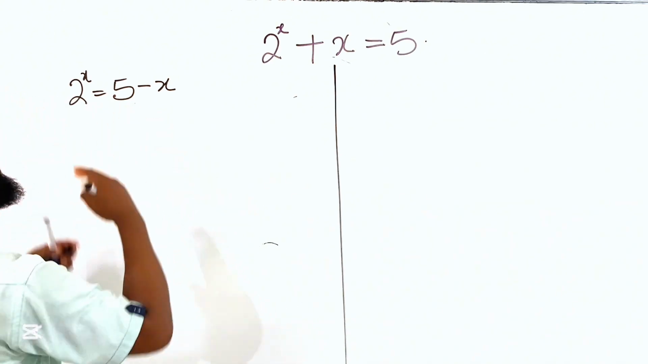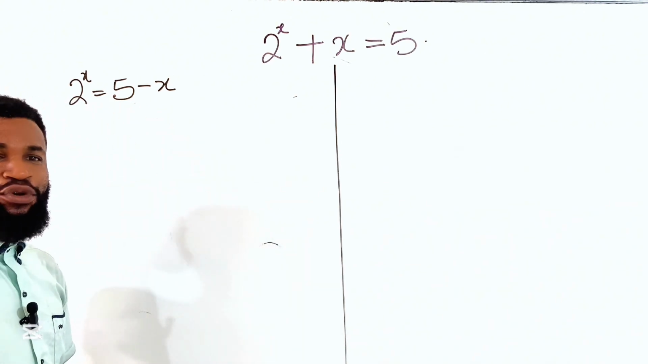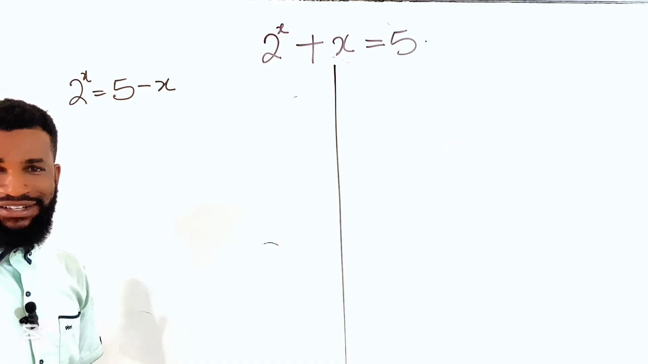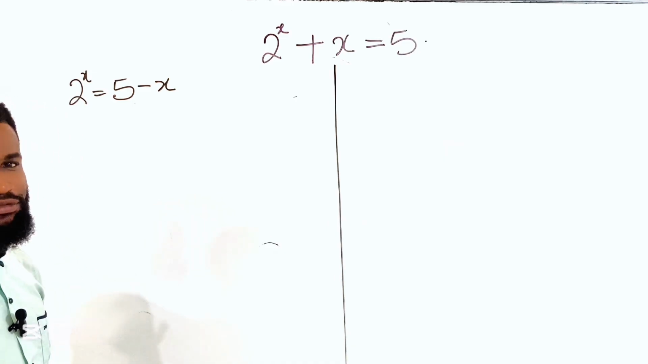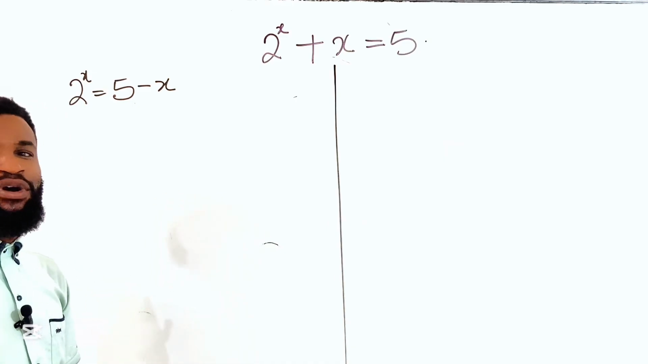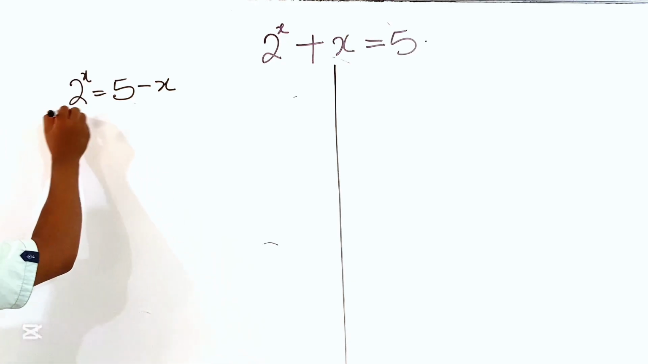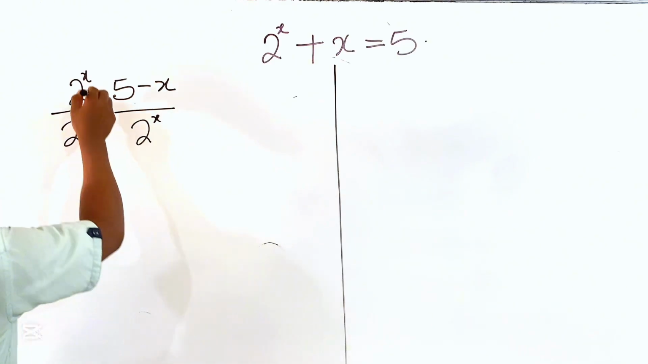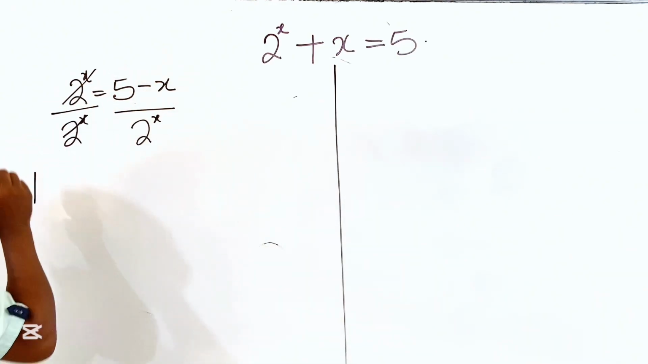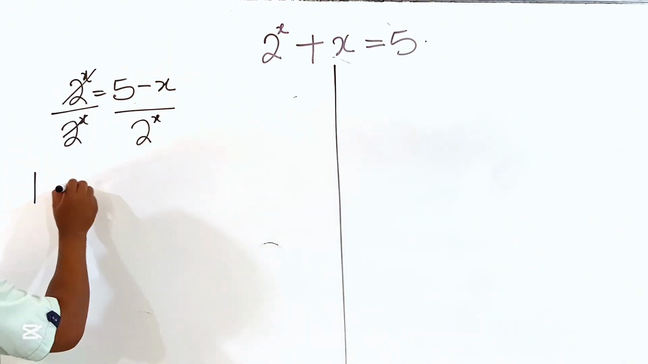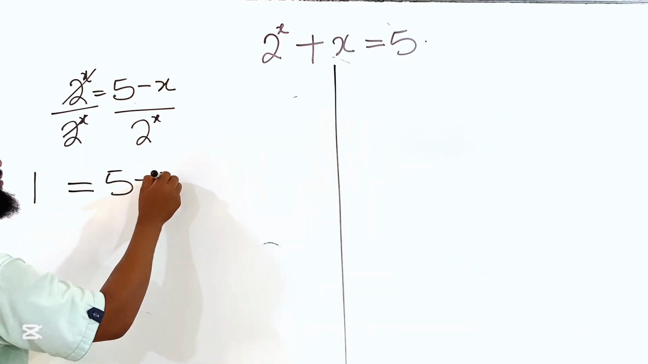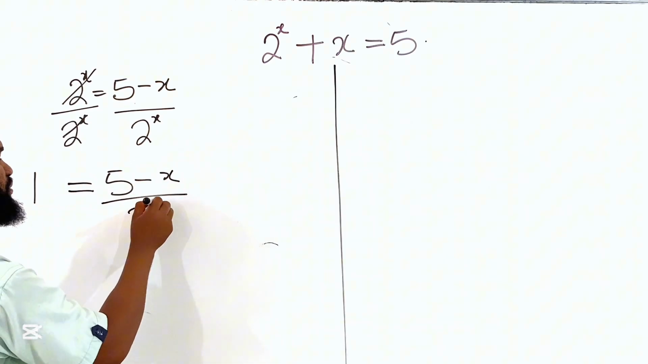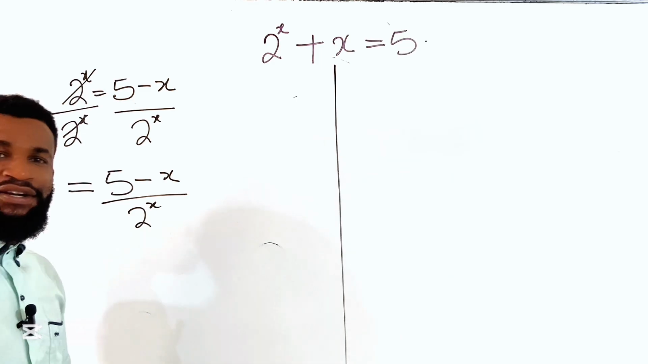So I have this. At this point, what should I do to also remove everything that has to do with x and its function? I'm going to divide both sides by 2 raised to power x. So I'm going to divide this side by 2 raised to power x, and also divide this one by 2 raised to power x. So this cancels this, we have 1. And this is going to be equal to 5 minus x divided by 2 raised to power x.